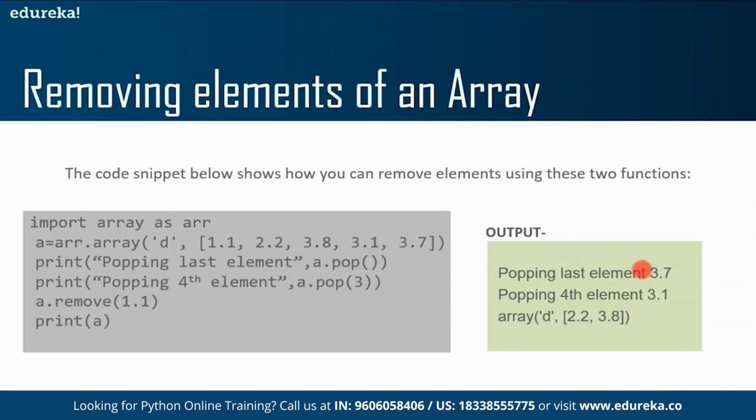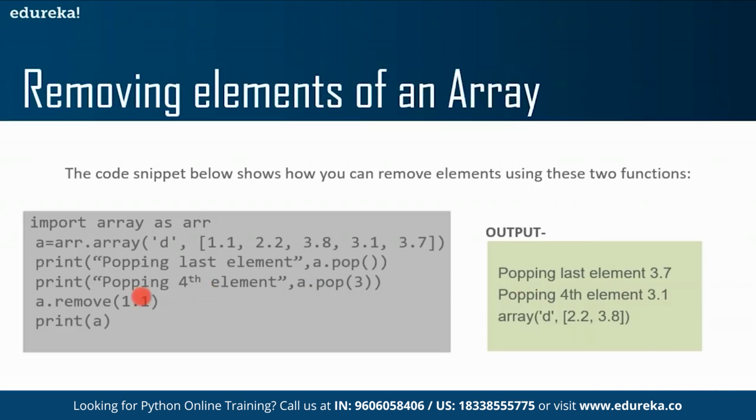As you can see in the output, when I do not specify any parameter, the last value present in my array has been popped and returned as well. The second time, I've used the pop function and given some index value. Now this pop function will remove the element that is present at this index position. As you can see, it has removed 3.1 and returned it as well.